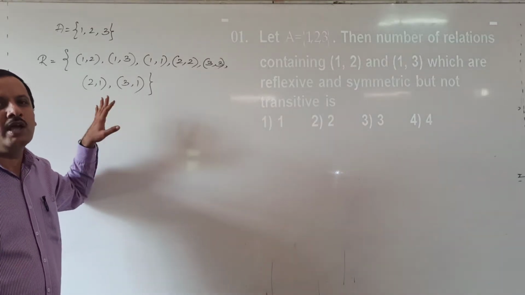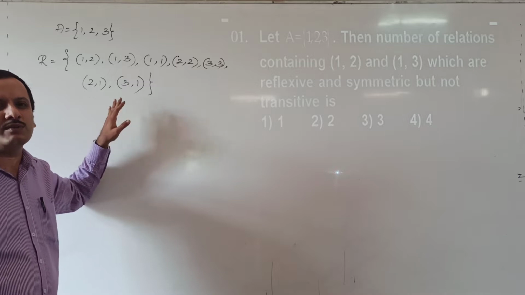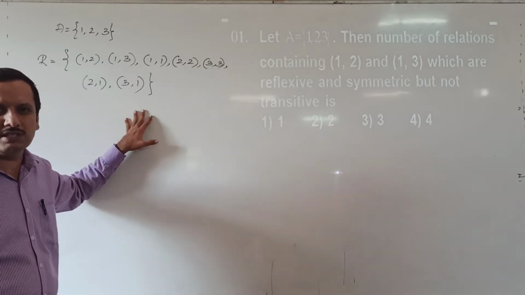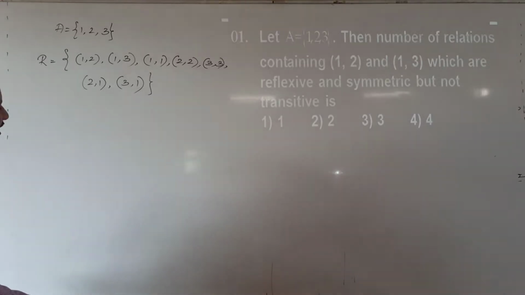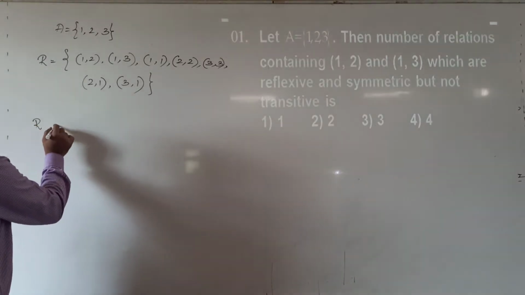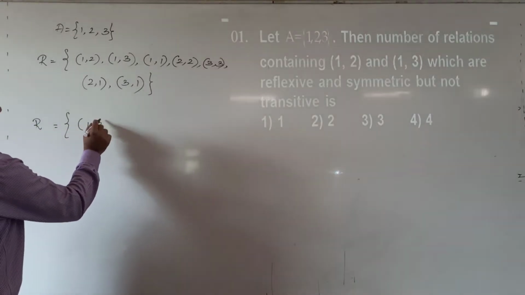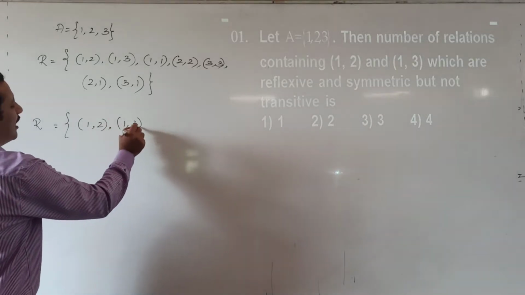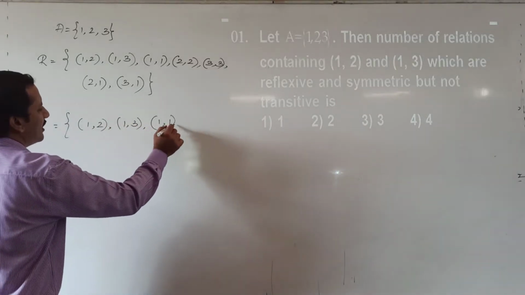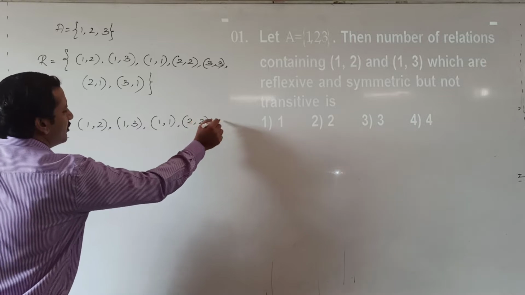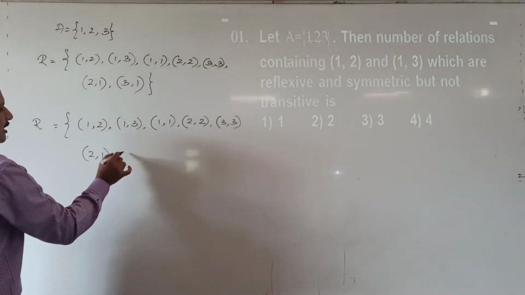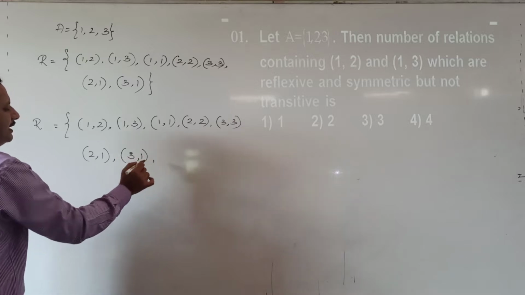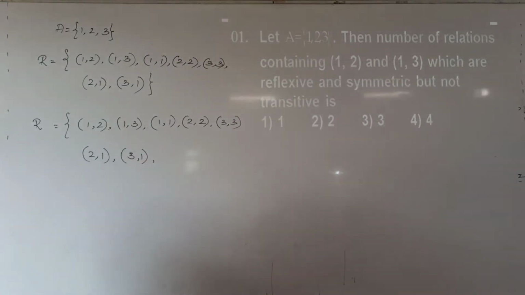This is what we want. We want a relation which is reflexive and symmetric but not transitive. This is one such relation. Then, let us say, can we find any other relation? Which consists of (1, 2) and (1, 3), and it should be reflexive and symmetric. So, I have to add all these elements. Then, something else I should add.